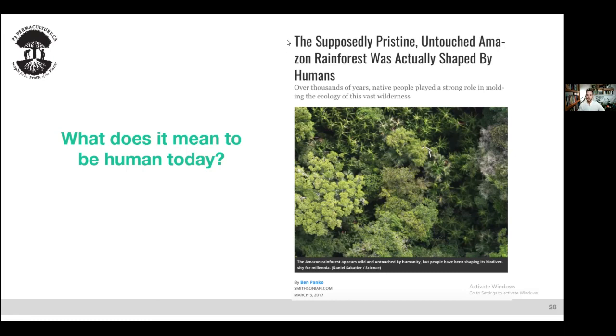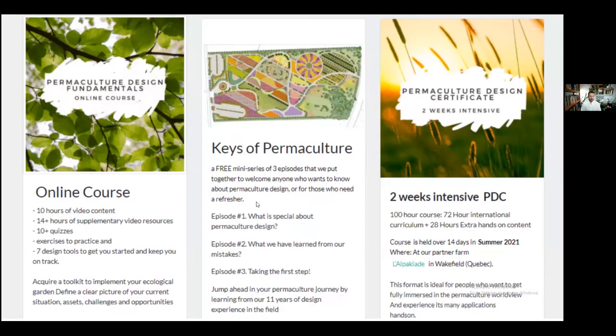So we as humans have had many, many thousands of years of positive impact and a few hundred years of really destructive impact. And we need to wake up and remember that ancestry that we have and retake what it means to be human today. And if you want to do that, we have all kinds of ways that we can help you on that journey. The middle here is the Keys of Permaculture.